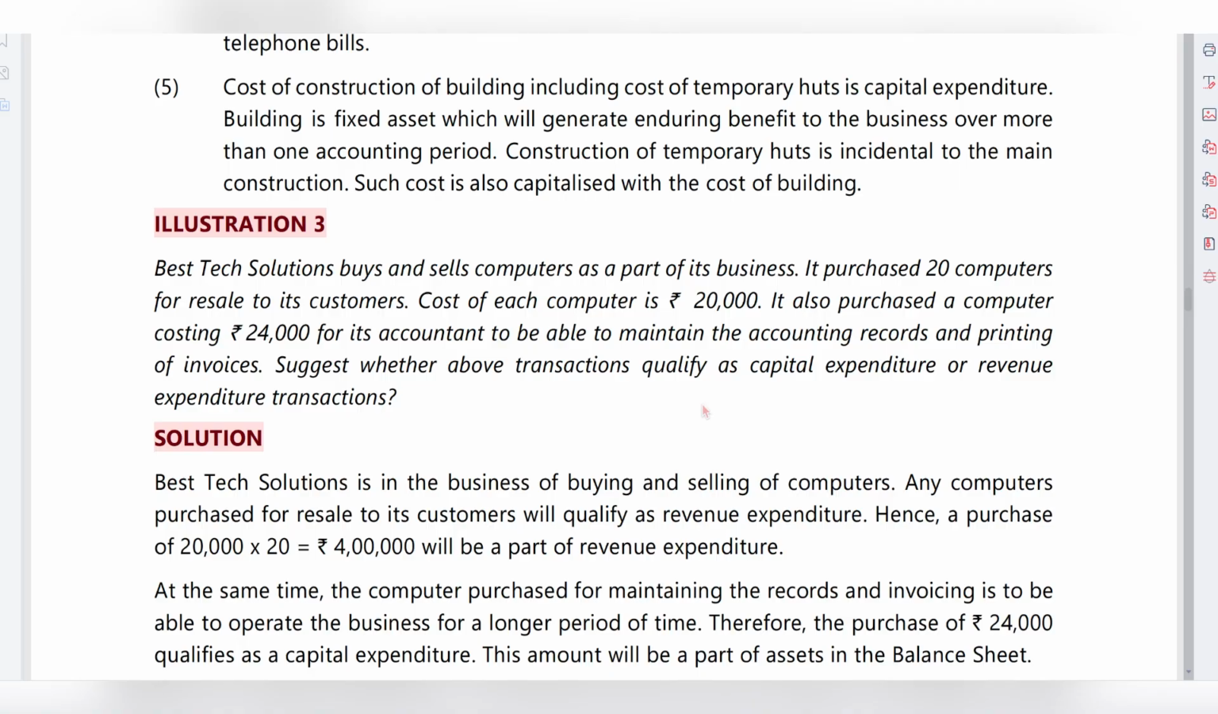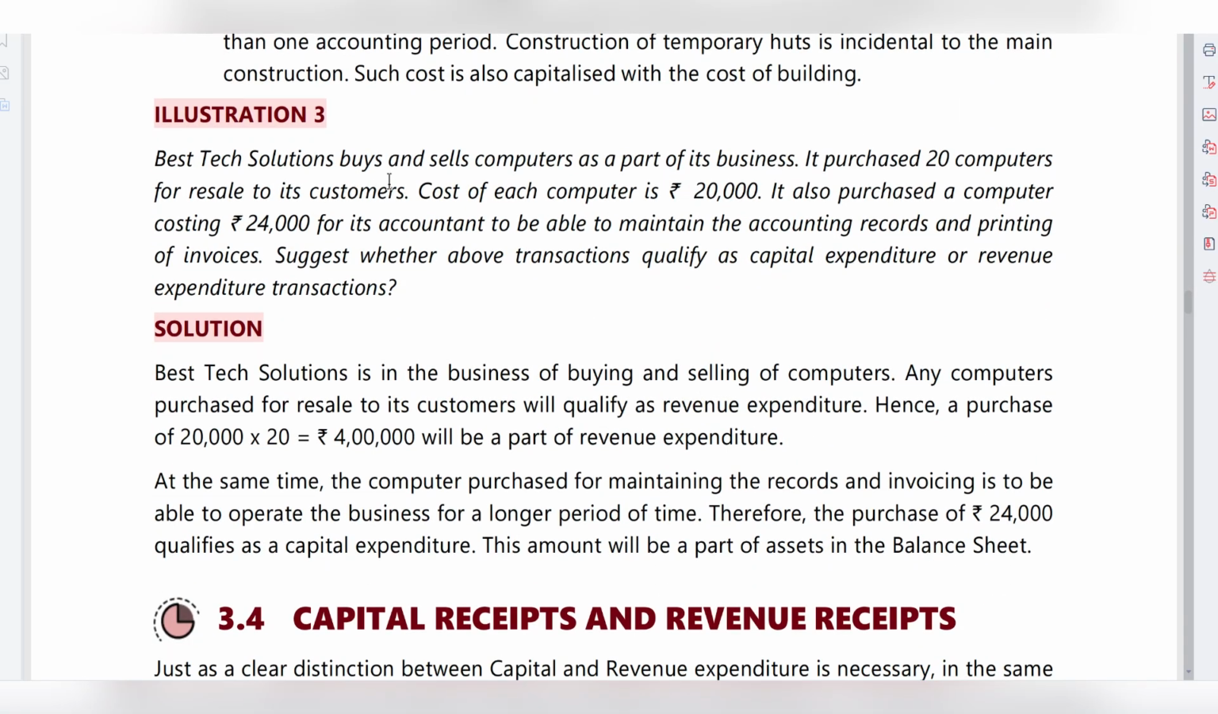Now coming to illustration 3, Best Tech Solution buys and sells computers as a part of its business.